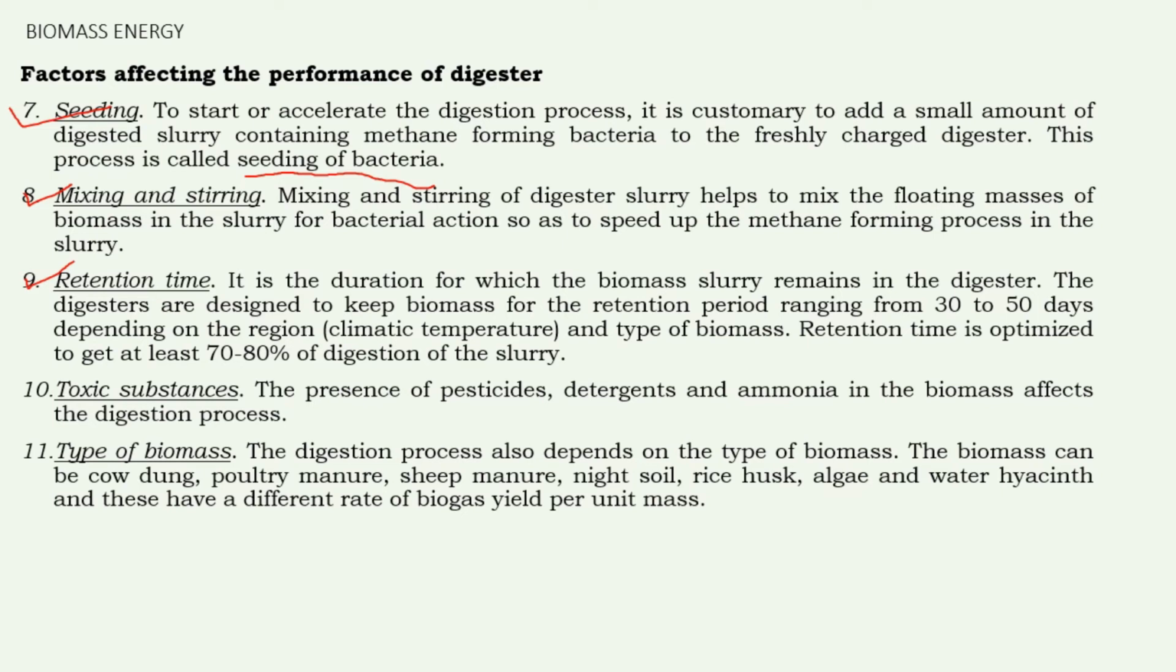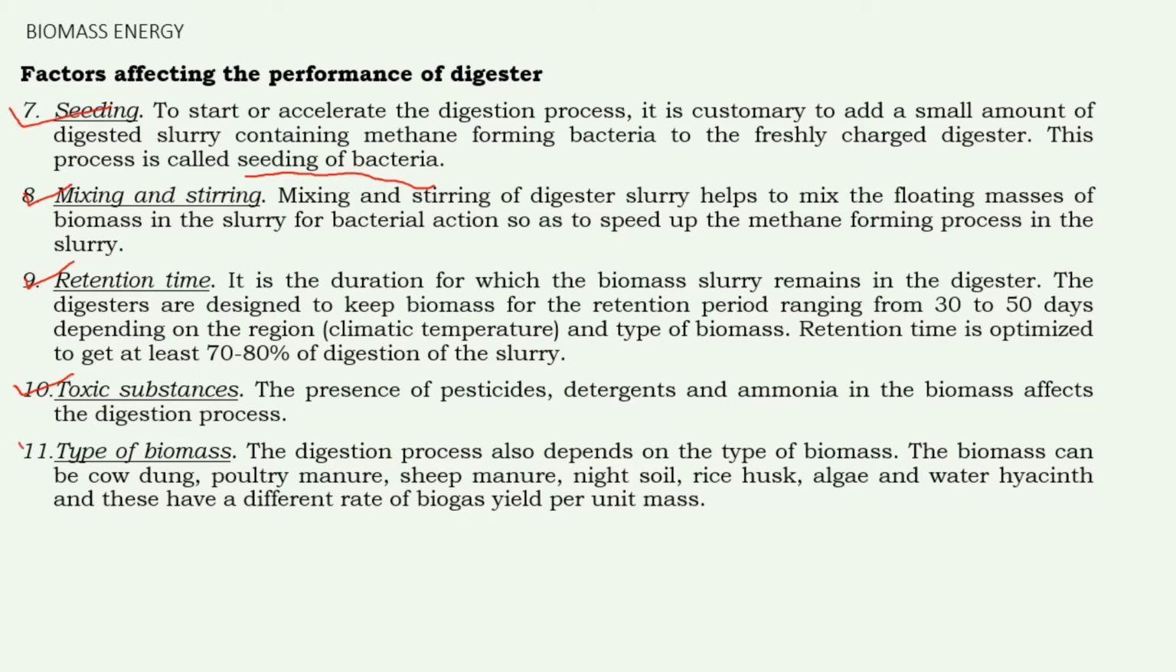Next one is toxic substances. Next factor, the presence of pesticides, detergents, and ammonia in the biomass affects the digestion process. So we have to make sure that we don't add these pesticides, detergents, and material content that contains ammonia. And the last one is the type of biomass.